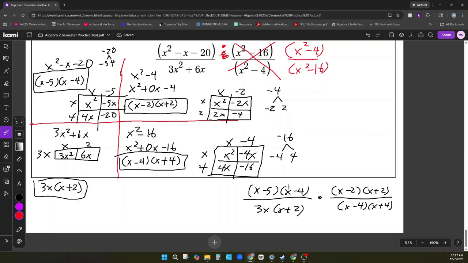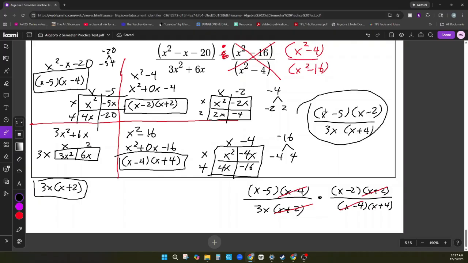Meaning, I'm going to go ahead and cancel my x minus 4s and my x plus 2s, and my final result is going to be x minus 5, x minus 2, all over 3x times x plus 4. And that is my final answer for our final question, number 6.